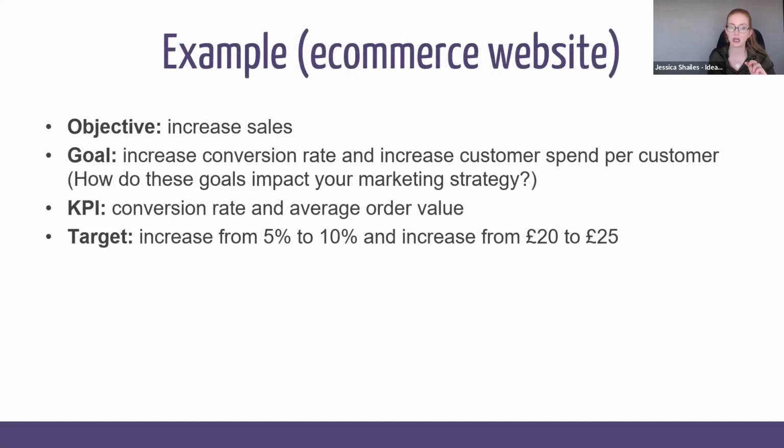So an objective for an e-commerce website might be to increase sales, but the goal will be around that method of increasing sales. So it might be increasing conversion rate for the people on the website. It might be increasing customer spend per customer. It could be increasing returning customers. And as an aside, any of these goals have got a different impact on your marketing strategy. If we wanted to increase conversion rates, we might want to remove things that are distracting. It might be about speed optimization. It might be about flash deals.